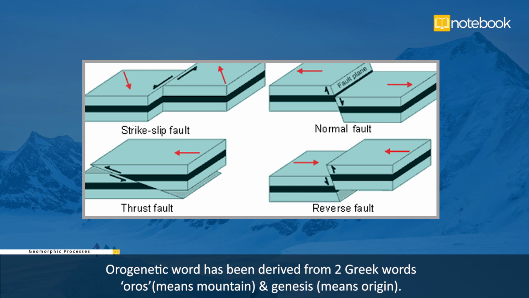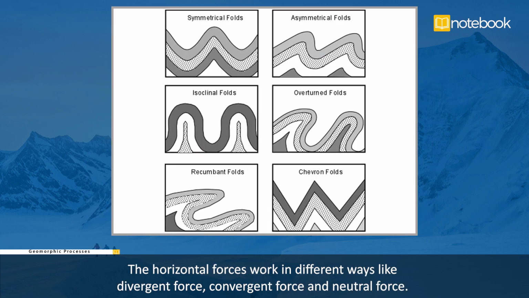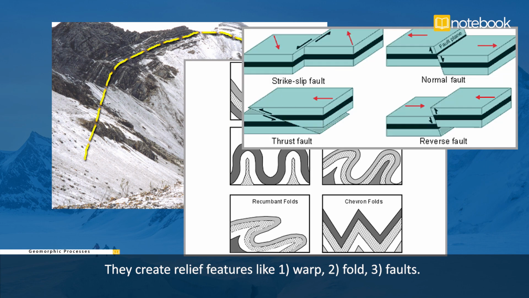The word orogenetic has been derived from two Greek words: oros means mountain and genesis means origin. This movement is caused due to endogenetic forces working in a horizontal manner. The horizontal forces work in different ways, like divergent force, convergent force, and neutral force. They create relief features like warp, fold, and faults.